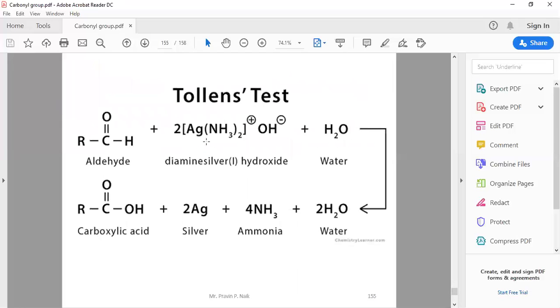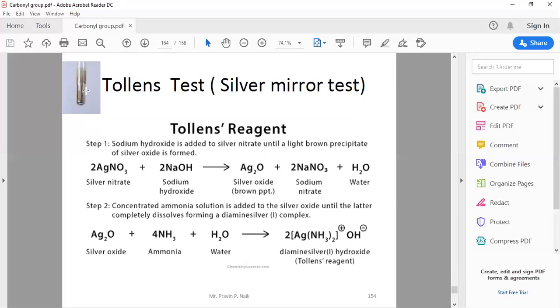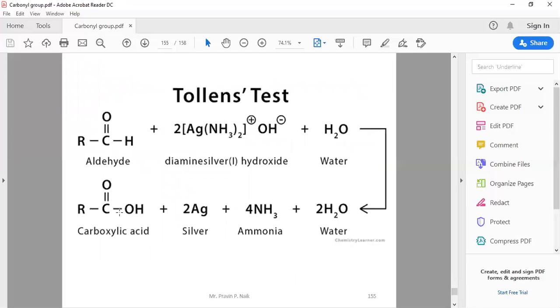In the next step, when the Tollens reagent reacts with an aldehyde in presence of water, it forms carboxylic acid and it forms silver. This silver gets deposited on the inner surface of the test tube, and this gives the mirror-like formation inside the test tube, and therefore this is called silver mirror. So whenever you have compounds containing aldehydes, they react with Tollens reagent. The silver deposition indicates that aldehydes are present.